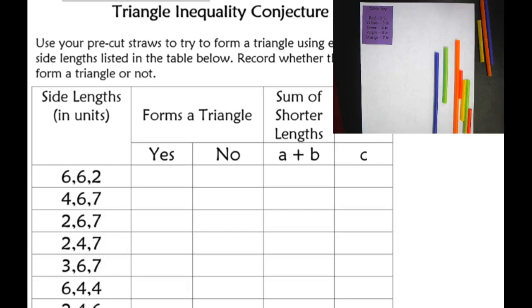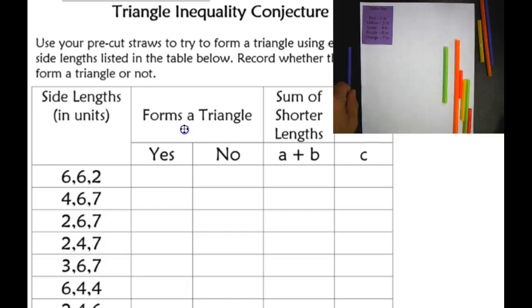Using those straws, we're going to see if these lengths make a triangle, okay? So, for example, if I told you I have 3 lengths, 3, 4, and 5, could you tell if those lengths make a triangle? Maybe not right now, but at the end of these notes, hopefully you could tell me if 3, 4, and 5 make a triangle. But let's start with this. We're going to use the side lengths in units, 6, 6, and 2. And the first thing it asks us is, does it form a triangle?